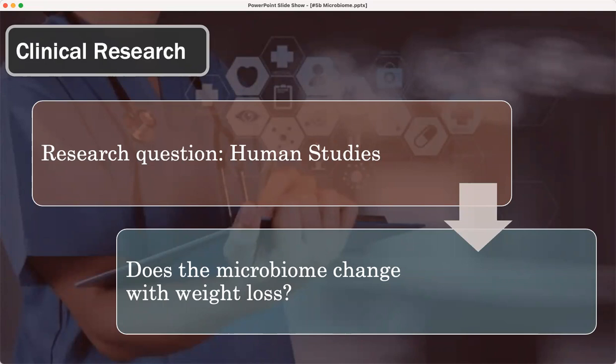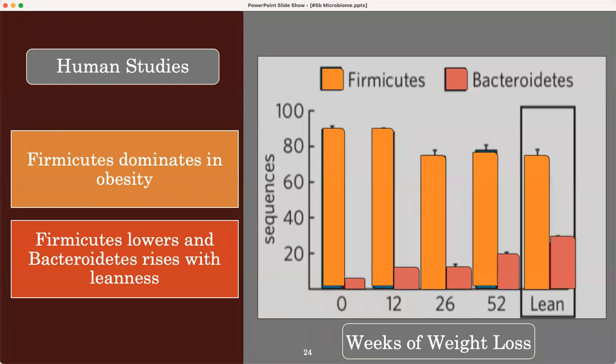So human studies. Does the microbiome change with weight loss? This is a study you can do that will pass the IRB. With human studies that have gone through weeks of weight loss, they start to get an increase in the Bacteroidetes after several weeks. Well, this is nearly a year of weight loss. And then the Bacteroidetes starts to increase and the Firmicutes starts to decrease.